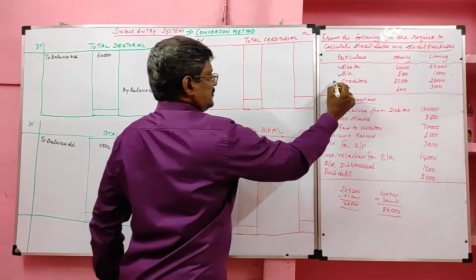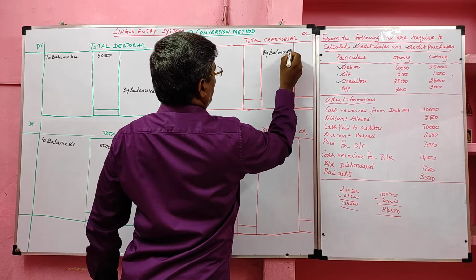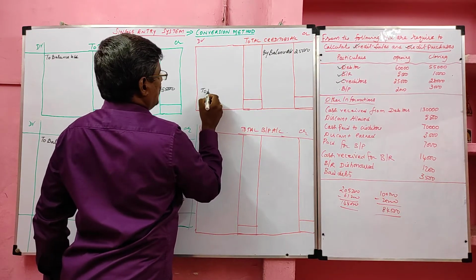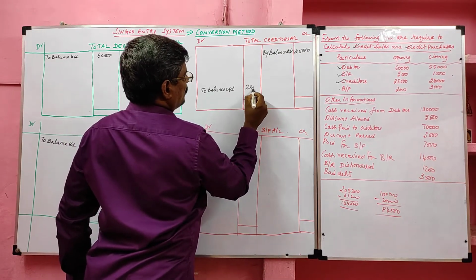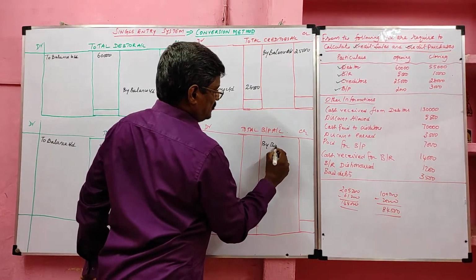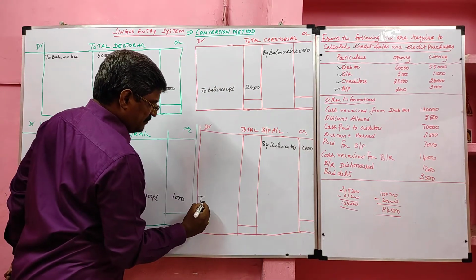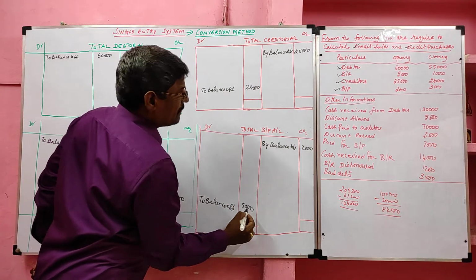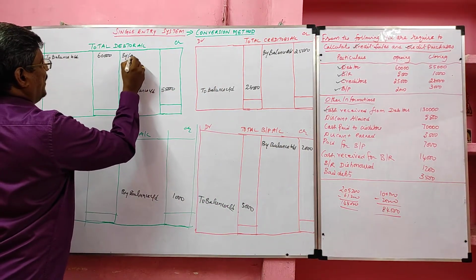Next, creditor account, its opening balance credited to creditor account by balance BD, 25,000. Its closing balance debited to the creditor account to balance CD, how much? 28,000. Then bills payable, it's like creditor only. Opening balance credited to the bills payable account. Closing balance debited to the bills payable account, value 3,000.